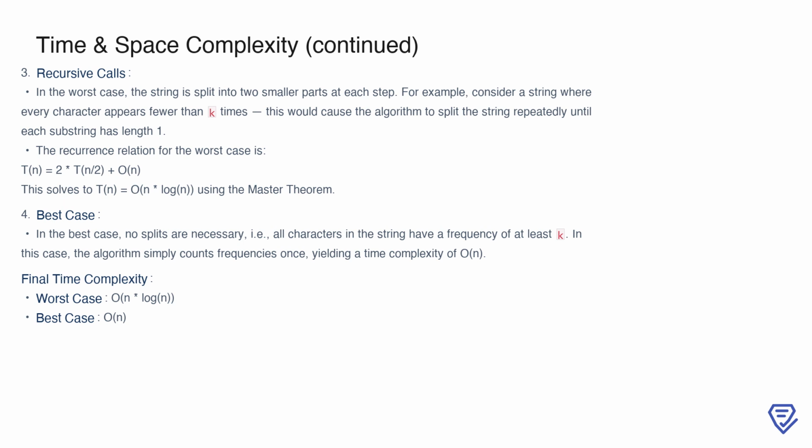Using the master theorem, this resolves to a time complexity of O(n log n) in the worst case. On the other hand, in the best case scenario, all characters in the string already meet the frequency condition, so no splits are necessary. The algorithm simply computes the frequency once, resulting in a time complexity of O(n) in this ideal case. Overall, the worst case time complexity is O(n log n), while the best case is O(n).